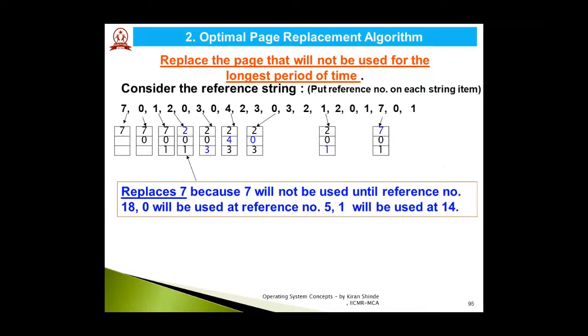The second page replacement algorithm is the optimal page replacement algorithm. Now, what is the logic of this particular algorithm? Here, the replacement is done by analyzing a page that will not be used for the longest period of time. It means some kind of futuristic knowledge is used in this algorithm. The victim page will be decided as per its futuristic use in that particular memory reference string, right?